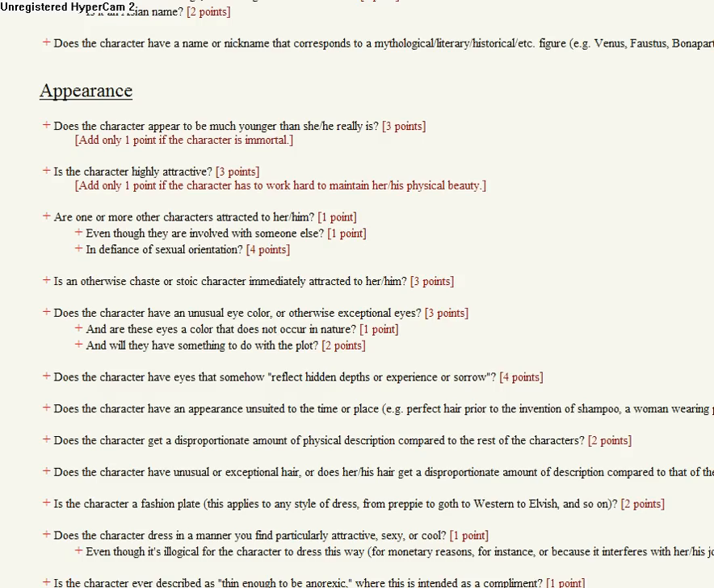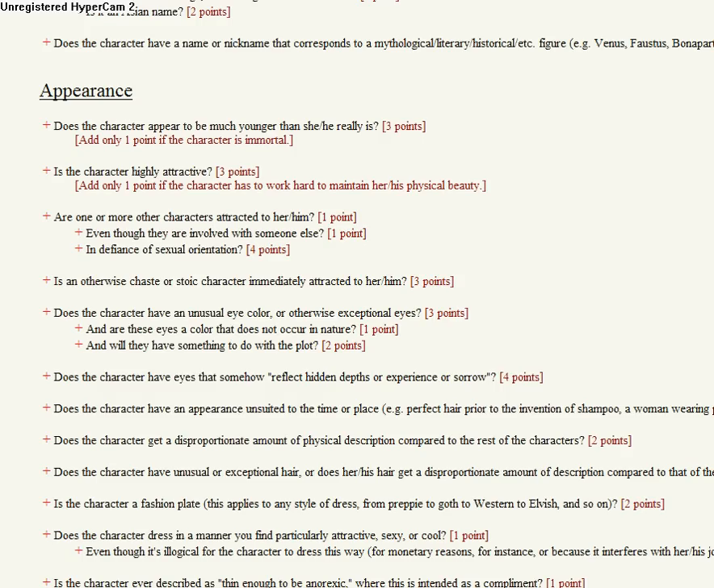Does the character have unusual or exceptional hair? Yep, pretty much they could just combine the exceptional hair with the physical description and get something like: is the character described way too much because you're an idiot? Add plus 5, bitch! Sorry, I'm a little megalomaniacal today. This is the third time I had to record this. This is fun. Yay! Crap.